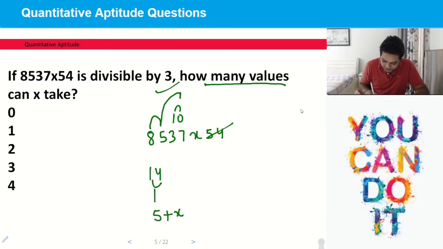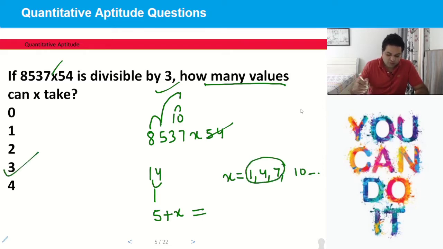So 5 plus x has to be divisible by 3. So x can take values 1, 4, 7 and 10 and so on. Since x is a single digit value, x can take these 3 values, 1, 4 and 7. So x can take 3 values. So the answer to this question is 3.